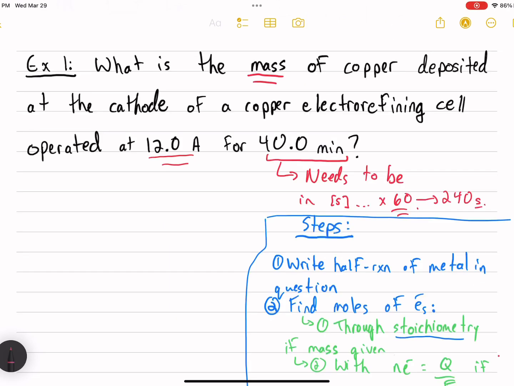So if you go through the entire problem and you realize you haven't done stoichiometry, that means that there's something wrong. So, keeping those steps in mind, the first thing we're going to do is write the half reaction for the metal in question, which would be copper. So the mass of copper is going to be produced. We look in our data booklet. Copper 2 plus, as it gains 2 electrons, will become copper solid, and that's the half reaction at the cathode.